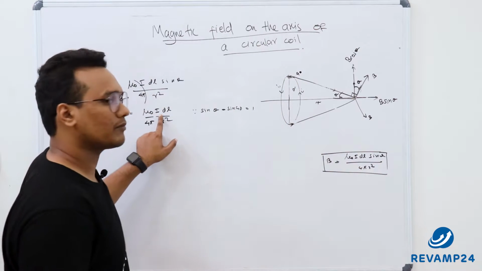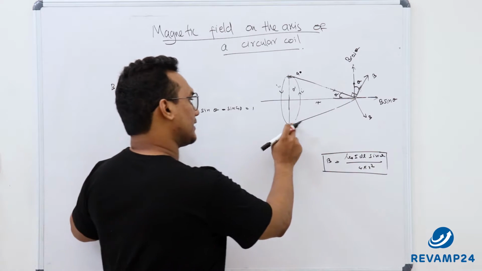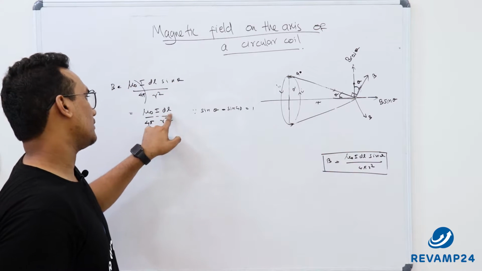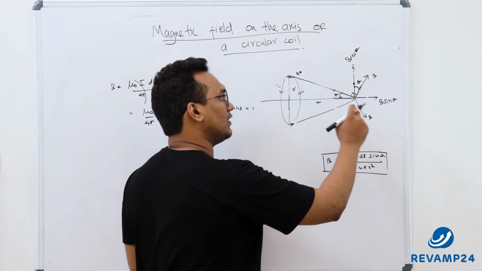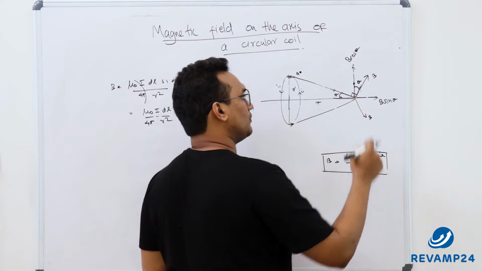Why? It is the same current. Even the distance is also same. R is same. Even the current carrying element, I am taking the same thing, ideal. So here also magnetic field will be same. But it is in the different direction. Here it is in this direction. Here it will be in this direction.